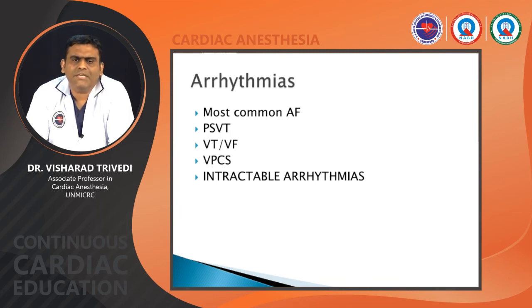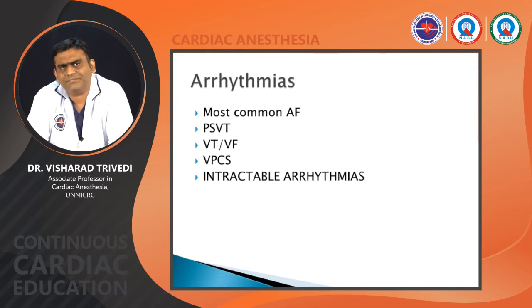VT, VF can be seen in some refractory shock cases. Straight away you should go for a shock. In pulsatile VT you should go for a xylocard infusion or xylocard boluses. VPCs can sometimes be seen in electrolyte imbalances. You should correct hypokalemia if it is there, and you should give xylocard for multiple VPCs. Intractable arrhythmias are also there. You should go directly for DC cardioversion.